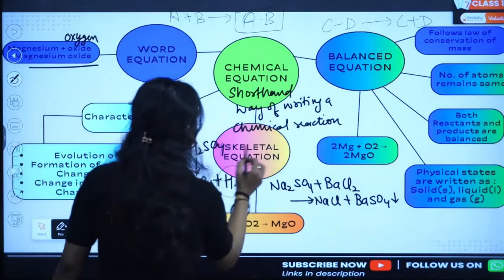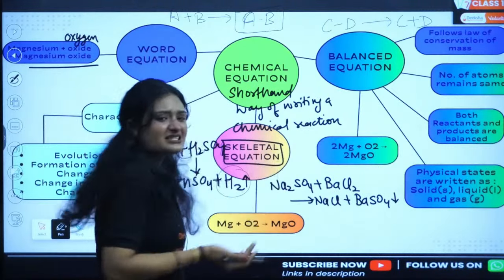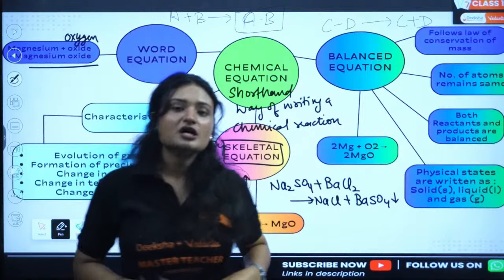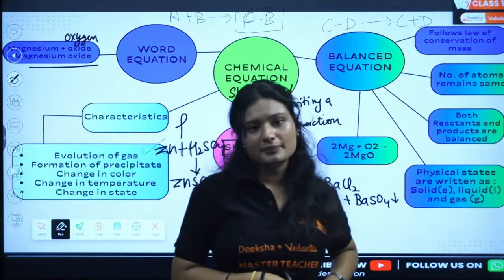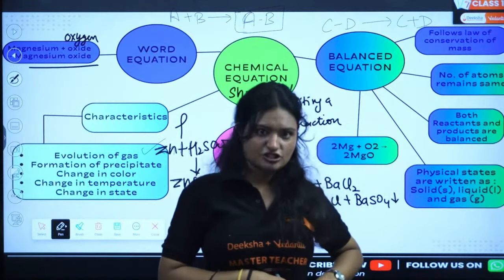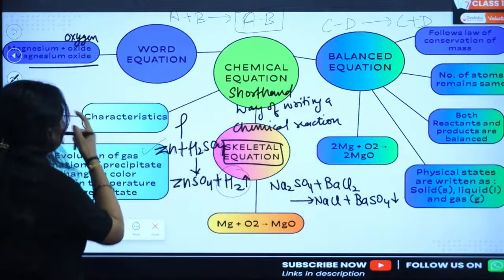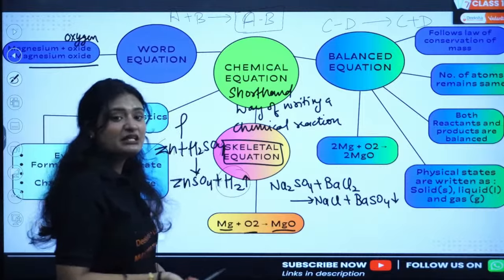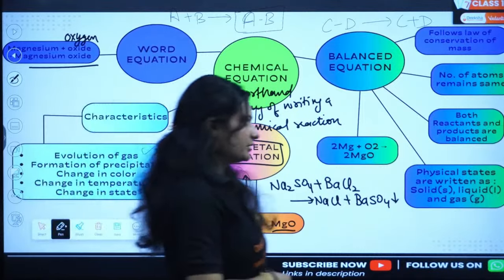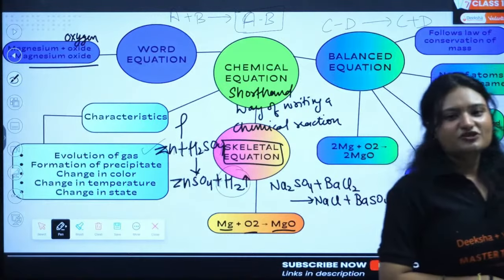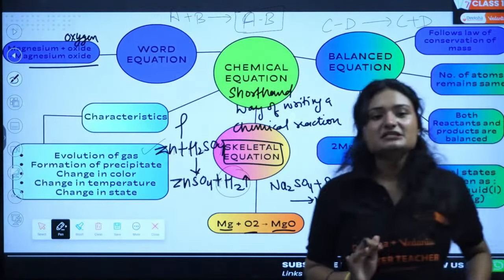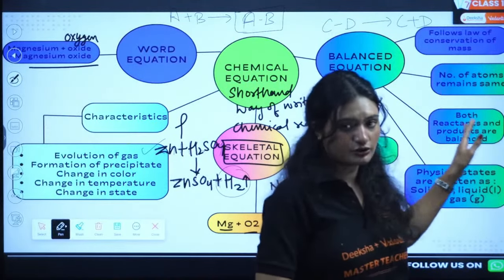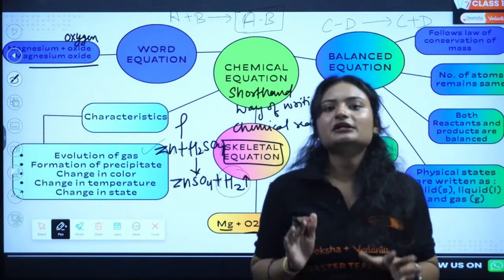Second way is using skeletal equation. What are these skeletal equation? You are just replacing the words with a chemical formula, with the chemical formula of the compound. That is a skeletal equation. Okay, so for example, if we replace magnesium by Mg, oxygen by O2, we get magnesium oxide, which is MgO. Okay, now these two are not sufficient enough. The correct way of representing a chemical equation, chemical reaction, is balanced equation. Okay, it is a balanced chemical equation.